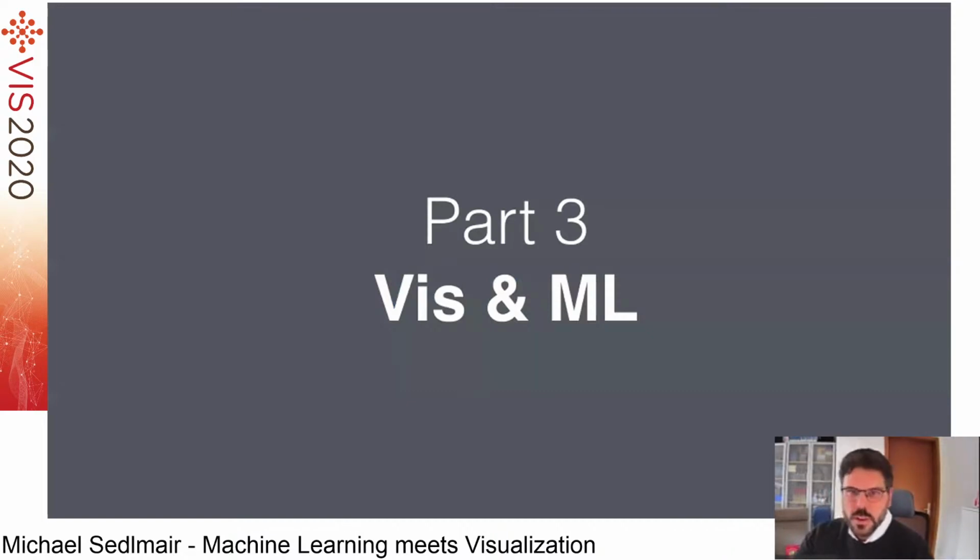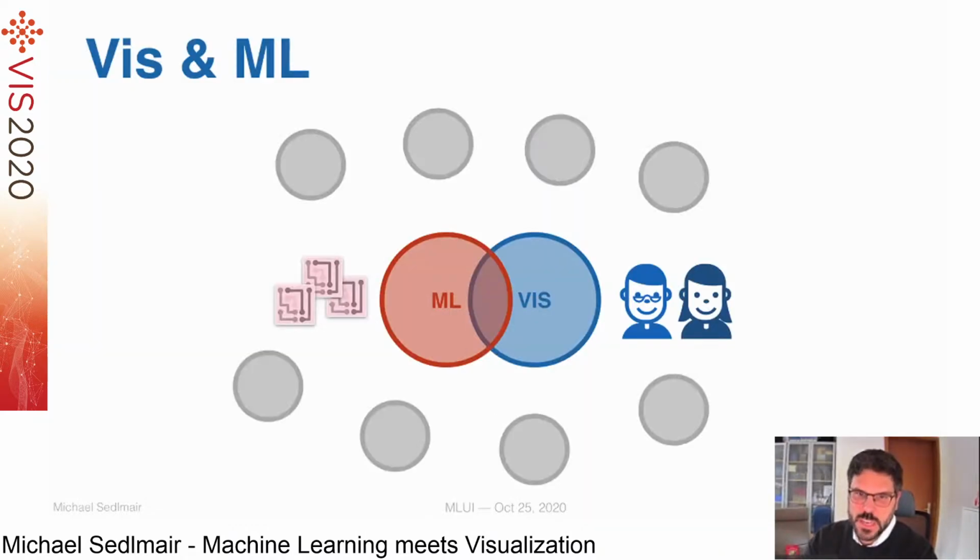So this was part 2. Now we get to the last part 3, visualization and machine learning. For me, the holy grail is if we can combine those two approaches into something that is helpful for users that are not machine learning developers and that are not visualization developers. There's many people out there that could benefit from a close combination of those two areas and the ideas that we're doing there.